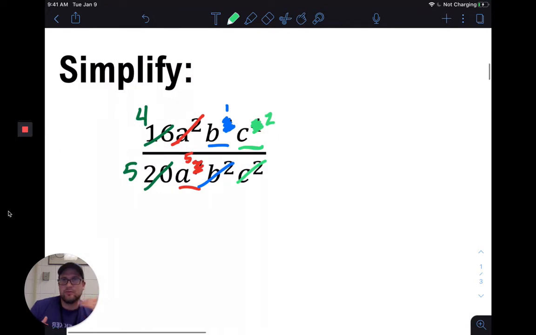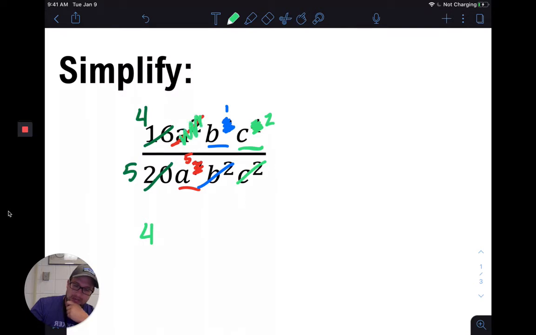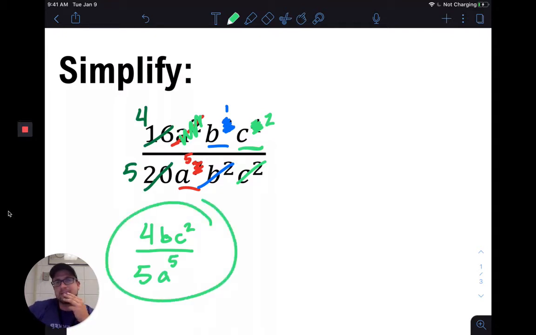Now, the nice thing about doing it this way and just kind of fighting them out where they are is that you're never going to have to sit there and flip-flop them around because of negative exponents. So your final answer will just be 4. We don't have any a's up top anymore. We have 1b and c squared. And then on the bottom, we have 5a to the 5th. And that's it. Nothing else on the bottom. This is simplified, ladies and gentlemen.